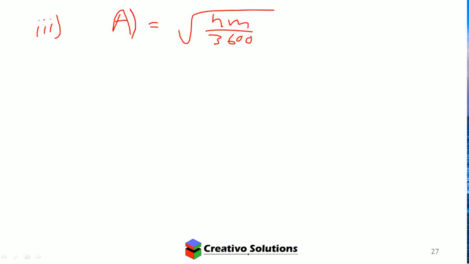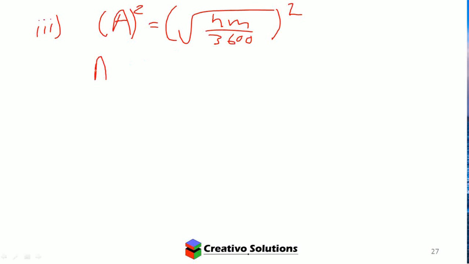The next question: make H the subject of the formula. So we're going to have to convert the way that formula looks in terms of manipulating it and making H the subject. So A equals the square root of HM over 3600. That's what we were given. They want H to be the subject of the equation. So again, I'm going to apply the rules. I'm going to square that.